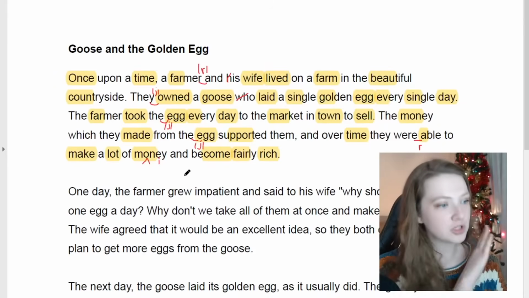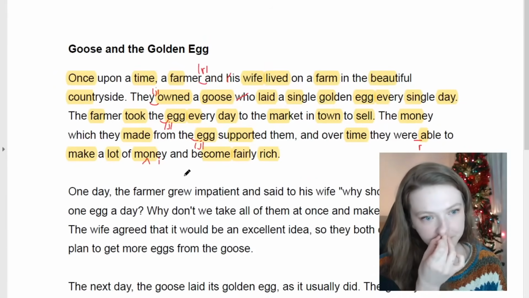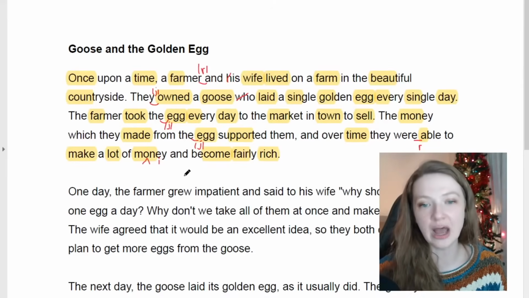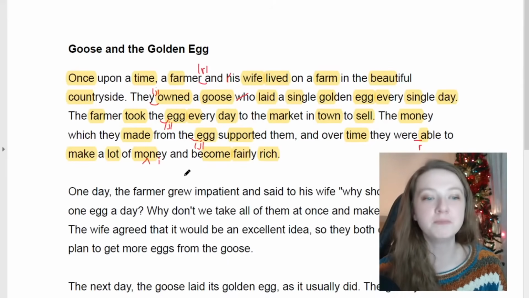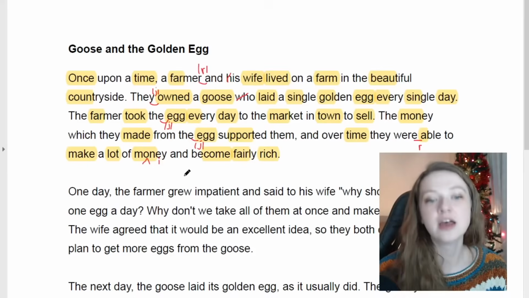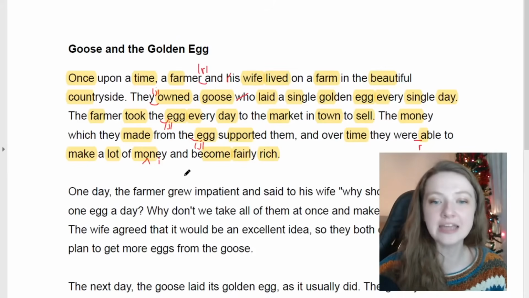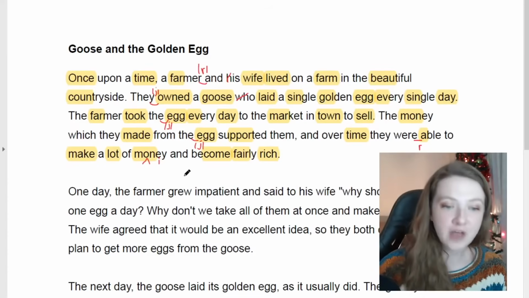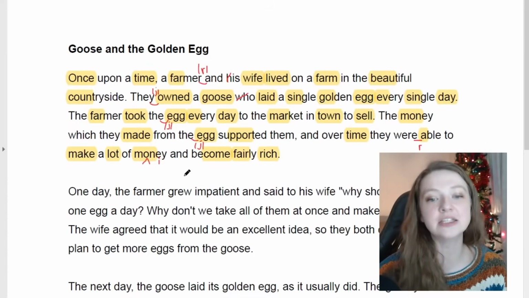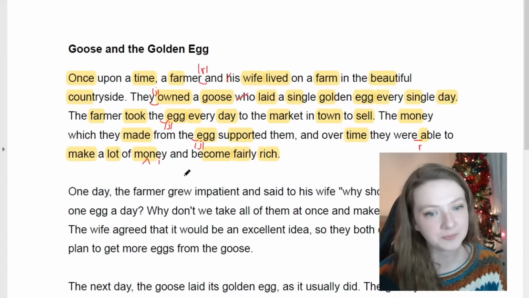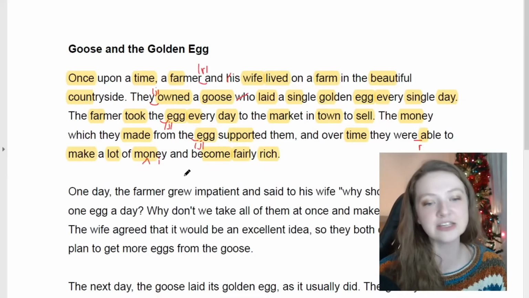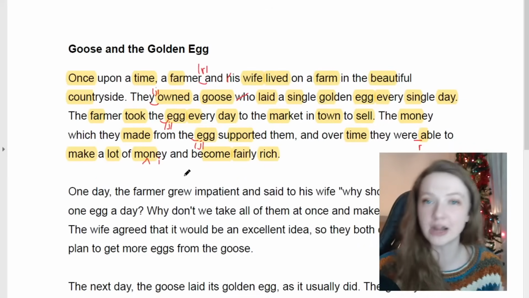Once more, I'm going to read through it all, okay? Once upon a time, a farmer and his wife lived on a farm in the beautiful countryside. They owned a goose who laid a single golden egg every single day. The farmer took the egg every day to the market in town to sell. The money which they made from the egg supported them, and over time they were able to make a lot of money and become fairly rich.